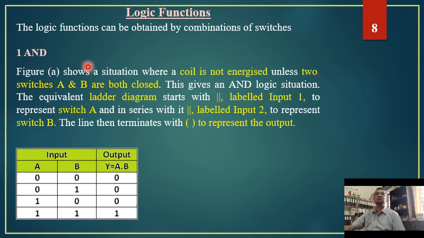So let us see what exactly this AND operation is. The AND operation here has two inputs. The first input is A and the other input is B, and it has one output, Y, which is equal to A into B, or A multiplied by B. So the AND operation is very much similar to multiplication. When input A is not there, or 0, and input B is also 0, 0 multiplied by 0 is equal to 0. That is why the output is 0.